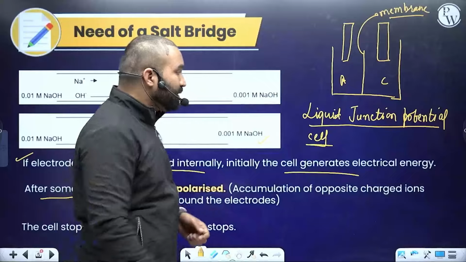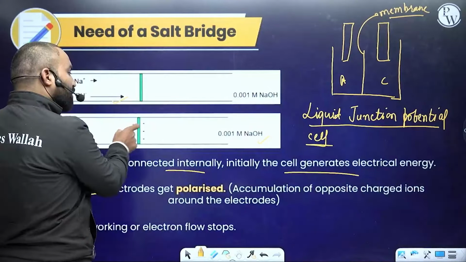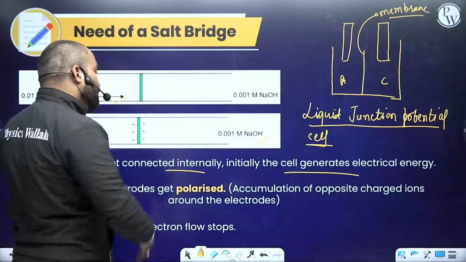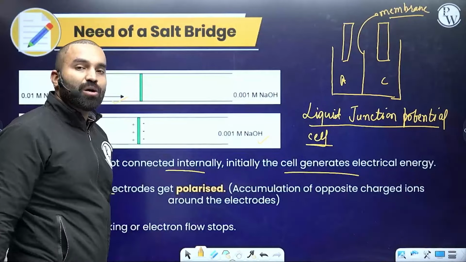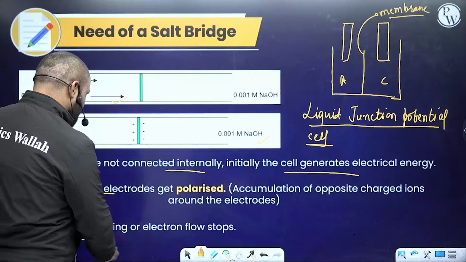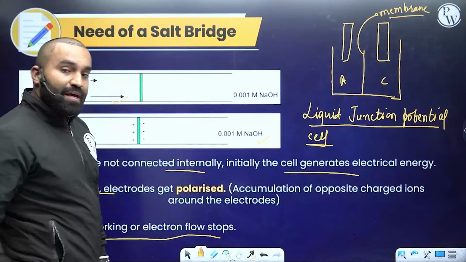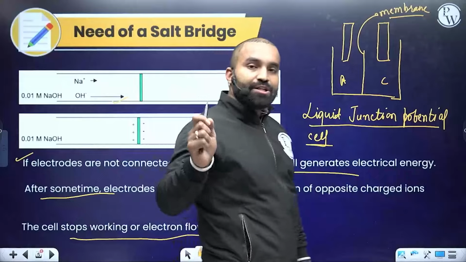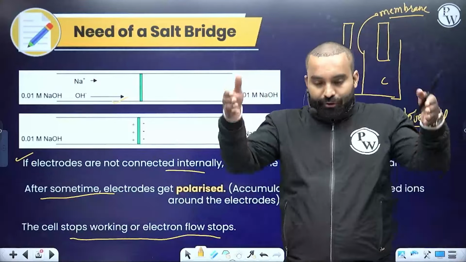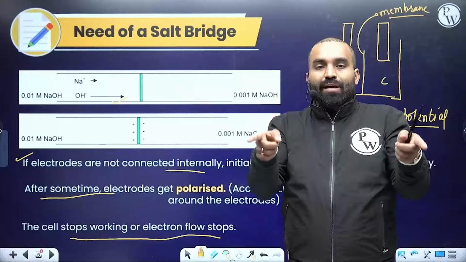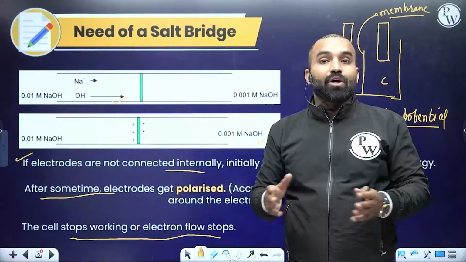And how do we do that? This is the junction between the two liquids, everybody, the anodic and cathodic liquid. Therefore, some sort of polarization happens, and then the current will stop flowing, the electron flow will stop. Is this liquid junction potential clear, everybody? That is why we need two different compartments joined with something different. That something different is known as the salt bridge.